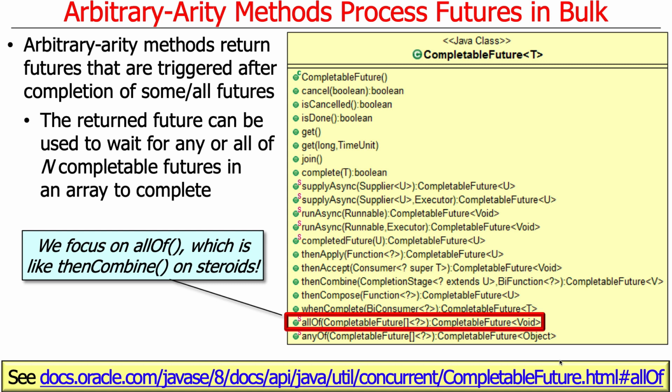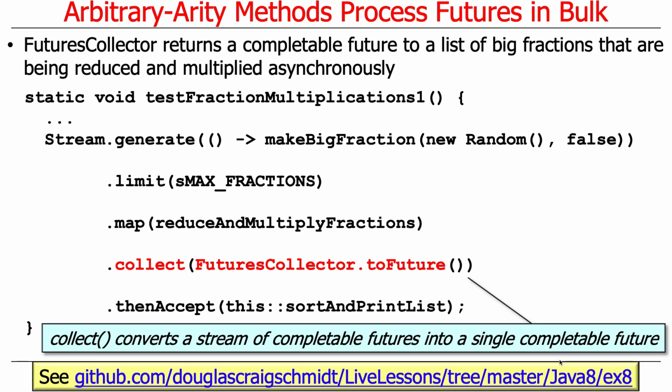We're going to focus on allOf, which is sort of like thenCombine on steroids. We talked about some of the other stuff. The acceptEither thing we talked about would be sort of a simplified version of anyOf. AnyOf is acceptEither on steroids. allOf is thenCombine on steroids because you can wait for more than just 2 things. So that's basically the way it fits into the broader scheme.